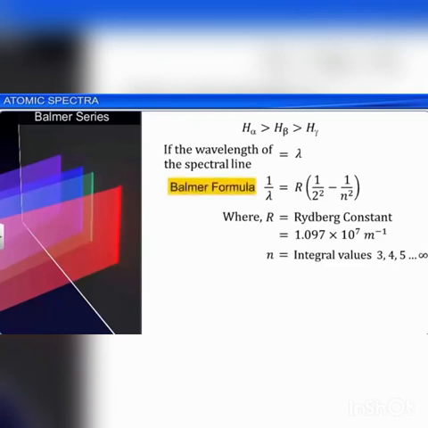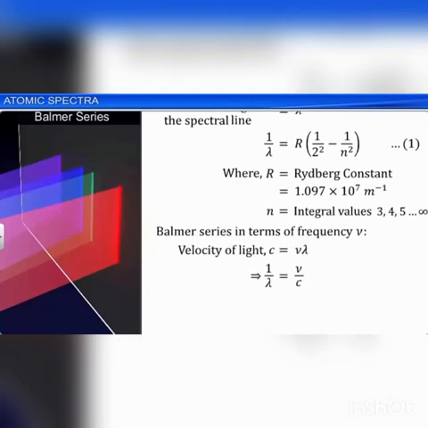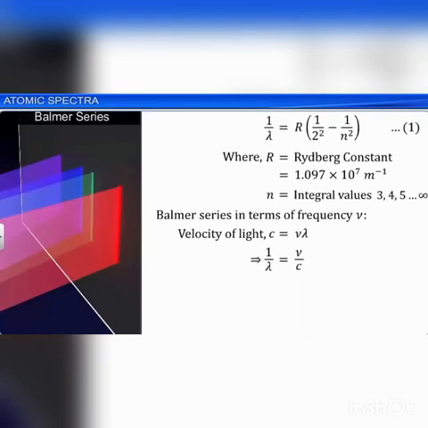We know that the velocity of light c is equal to nu lambda. That implies 1 by lambda is equal to nu by c. Substituting this value of 1 by lambda in equation 1, we get nu is equal to Rc into 1 by 2 square minus 1 by n square.